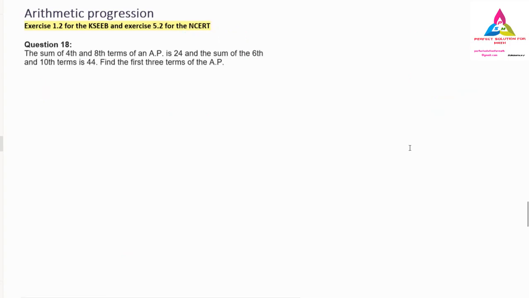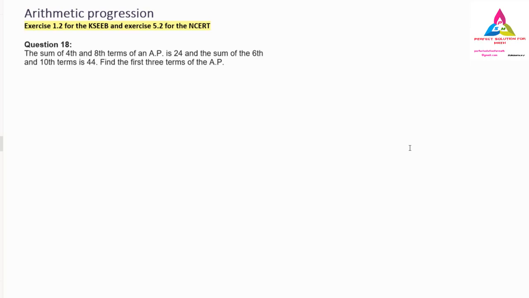Coming to the 18th question: the sum of the 4th and 8th terms of an AP is 24, and the sum of the 6th and 10th terms is 44. Find the first 3 terms of the AP. Here the question is very important, because problems like this combine with the next part of the AP, that is the sum of an AP, and they may give it as a 4 marks question.